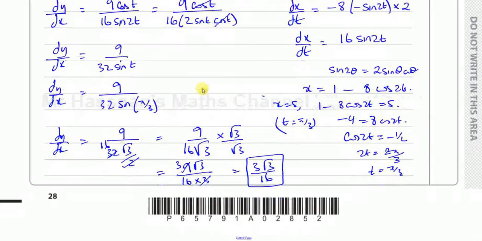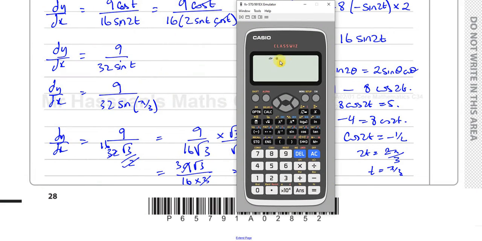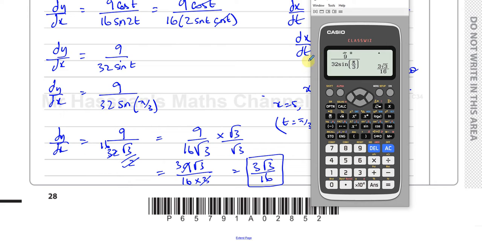Okay, we could have, if we wanted to, instead of going through all of this, used the calculator at this stage. So we could have just put in the calculator in radian mode 9 over 32 times the sine of pi over 3. And it should give us the answer directly. And that gives us 3 root 3 over 16. So we can do that just to make sure we haven't made a silly mistake. So that's fine. Even if you just wrote the answer down straight away from a calculator, there's no problem there.